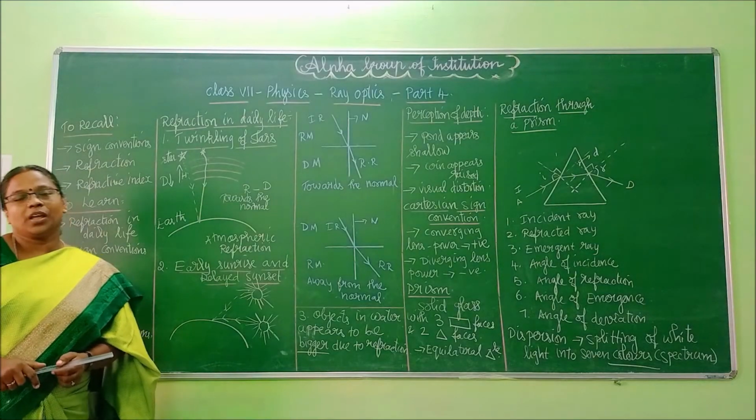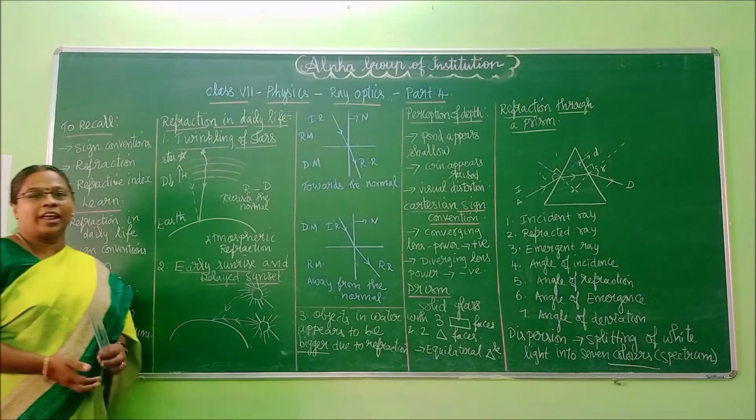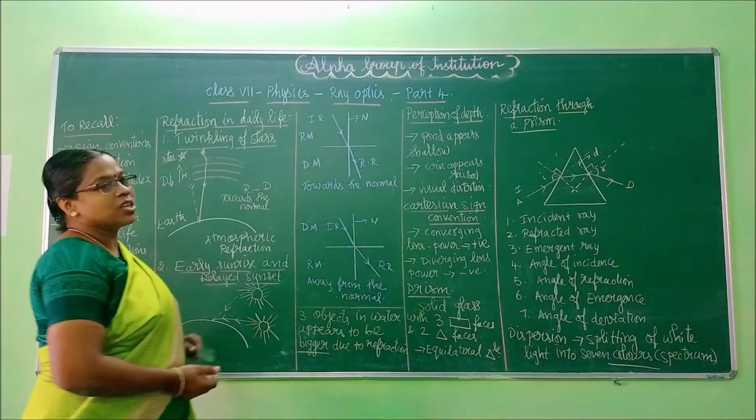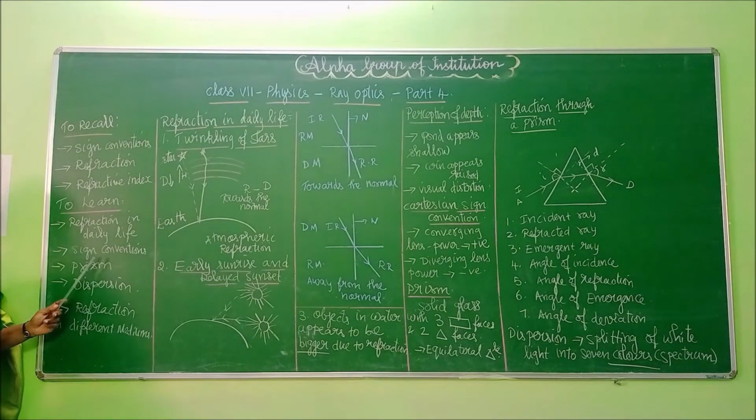Hello children. Now in today's video we are going to see part 4 of our ray optics lesson, in which we have to say about refraction in our daily life, and we are going to add some sign conventions with what we have learned already, and we have to learn about prism, and we are going to see what is dispersion, and we have to recall some concepts in detail about refraction in different mediums.